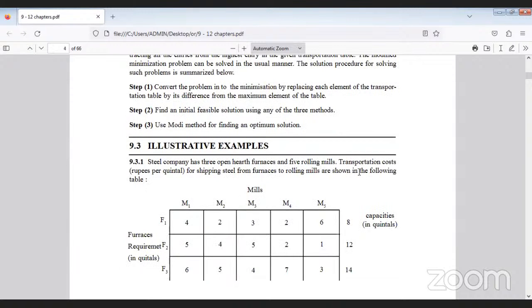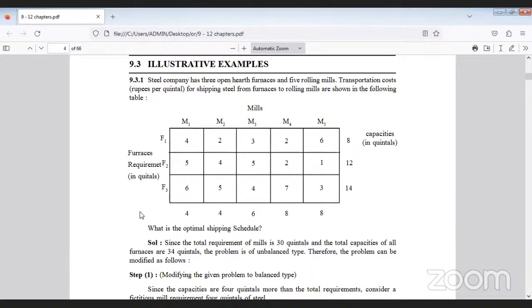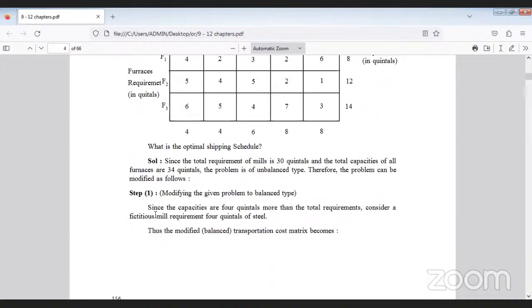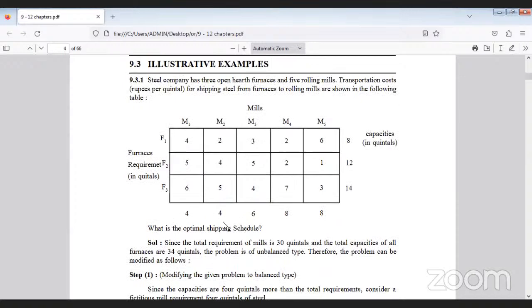For the illustrative example, select a steel company with 3 open hearth furnaces and 5 rolling mills. Transportation cost in rupees per quintal for shipping the steel from the furnaces to the rolling mills is shown in the following table. Requirement in quintals, capacities M1, M2, M3, M4, M5. What is the optimal shipping schedule? Since the requirements of the mills are here, we are taking the mills here.